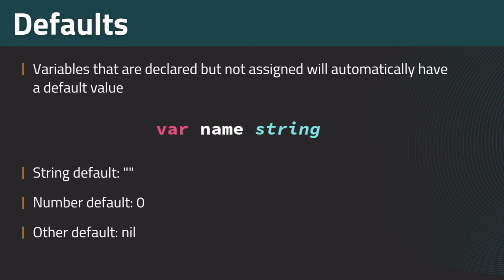Variables that are declared but not assigned will automatically have a default value. So whenever you create a variable, such as this name variable as a string, it's going to have a default value because we haven't assigned anything yet. There's no equal here, so we have no value. What this means is we'll get a default. For string, the default is an empty string. It's the same as doing double quotes. There'll be no bytes within the string and it'll just be empty. For numbers, the default is 0. And for everything else, the default is nil. Nil is equivalent to null in other programming languages, meaning there's an absence of a value. So there's no value whenever we have a nil value.